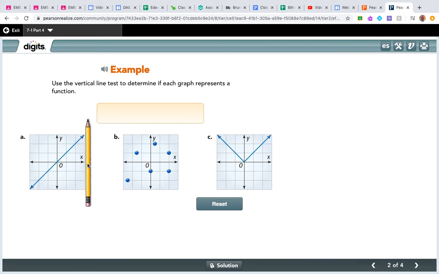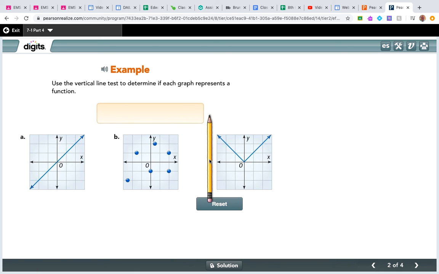Definitely a function. Never hit the line more than once. Okay, coming along here. It's hitting one point. Hitting one point. Hitting one point. Hitting one point. Uh-oh, it's hitting two points. It is not a function. It's only a relation right there.